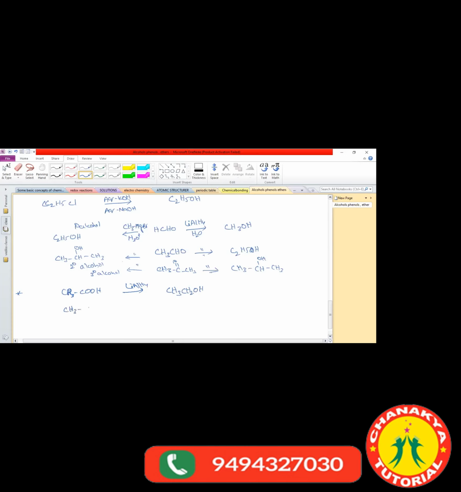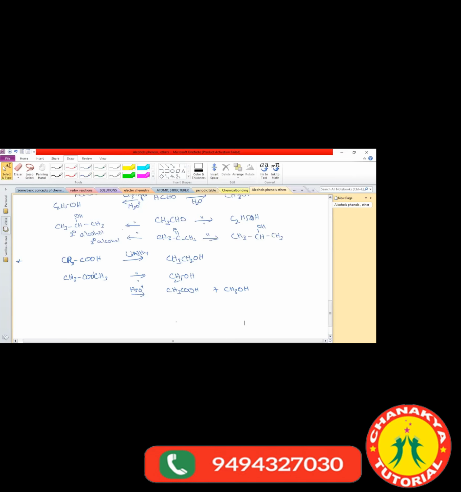And esters also, CH3COOCH3. If it is reduced with lithium aluminium hydride, it is also formed as ethanol, C2H5OH. And the same ester, if it undergoes the hydrolysis reaction with H3O+, one product is acetic acid, CH3COOH, and another is methanol, CH3OH. Clear? Yes, sir.